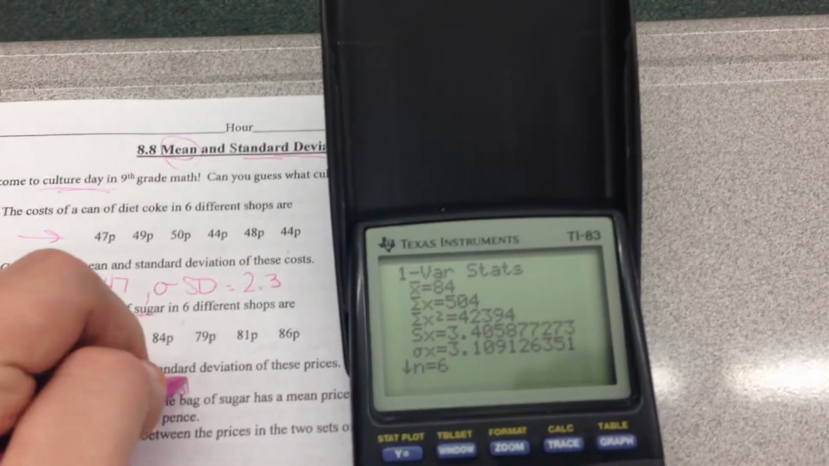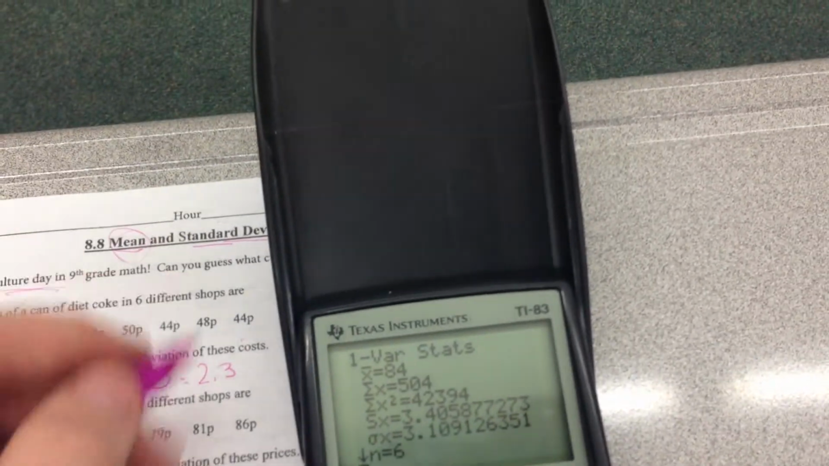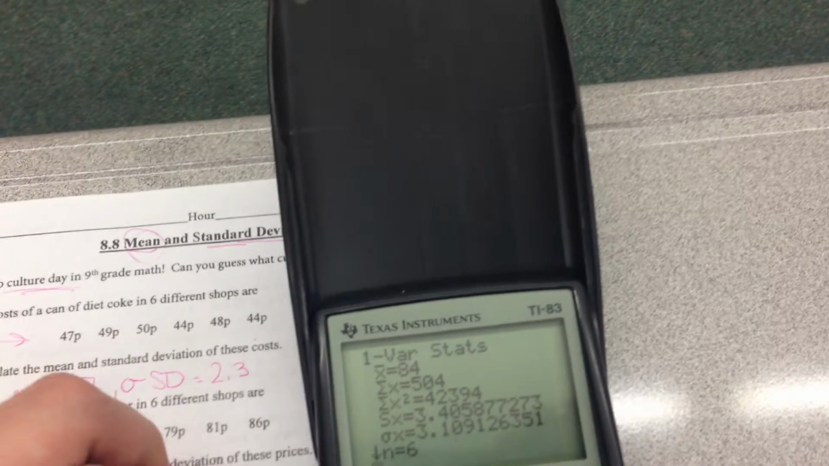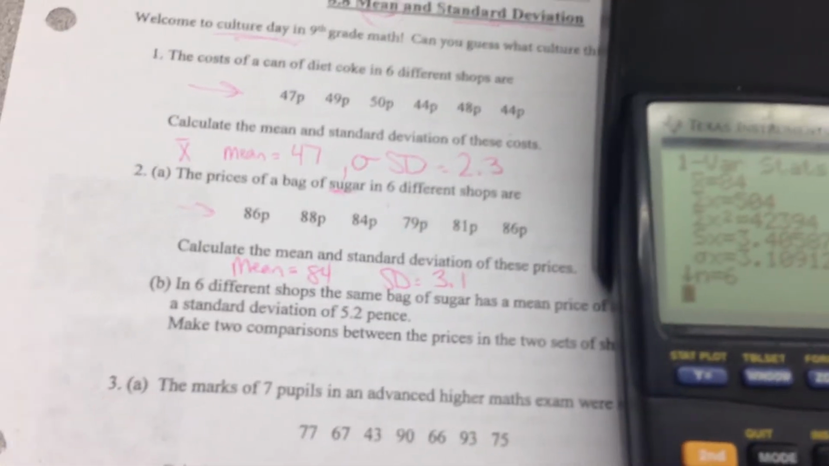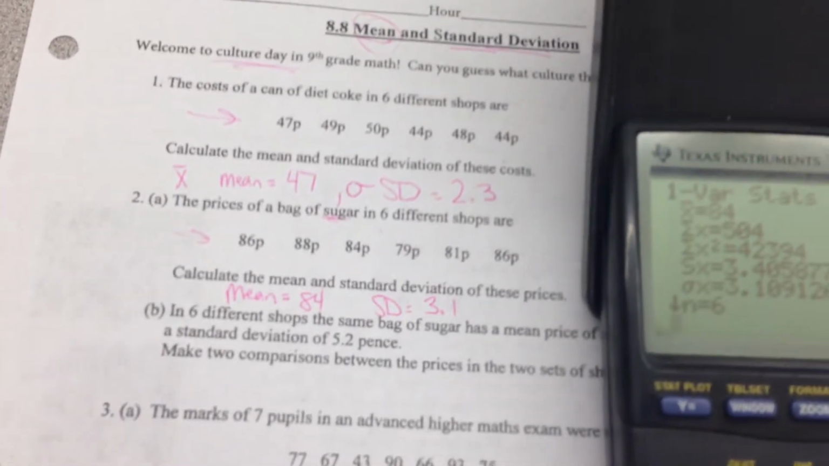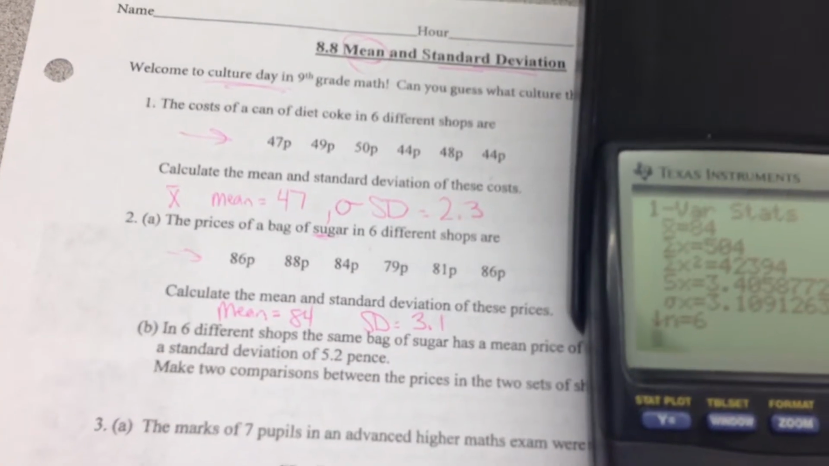And then our standard deviation is going to be this one right here. It's going to be 3.1. We'll just round it to that, 3.1. Okay, so again, on average with these bags of sugar, we're expecting to pay around 84 pennies or pence, whatever. Okay, but also that it's pretty normal to either go up or down 3.1 pence.